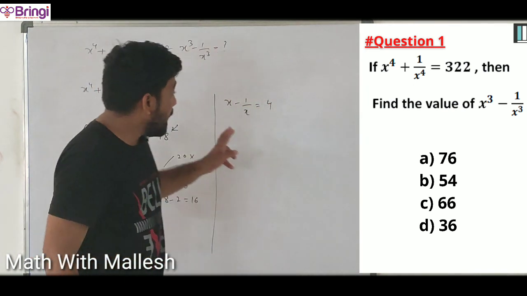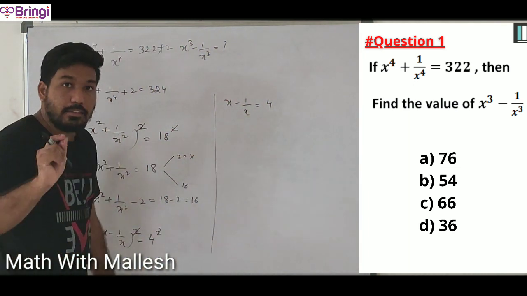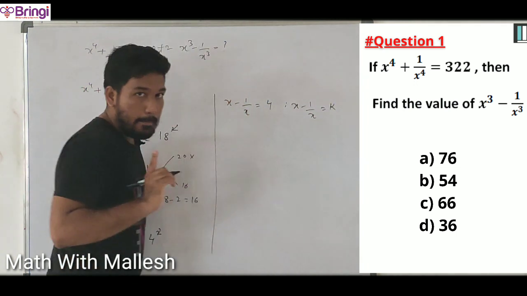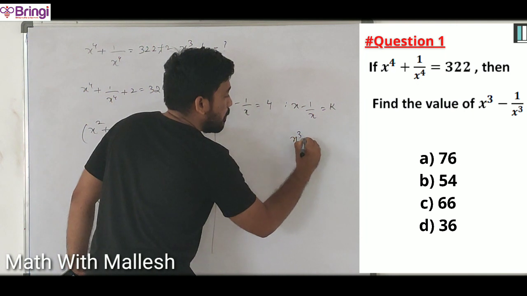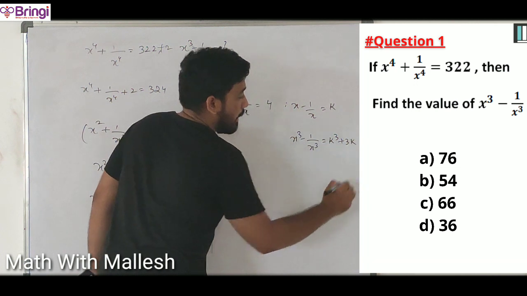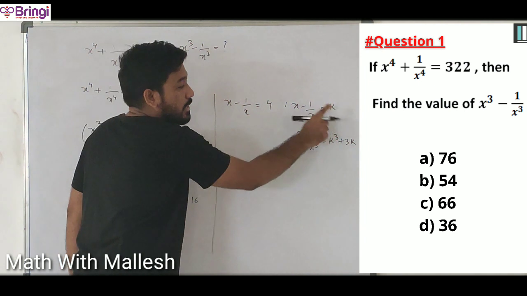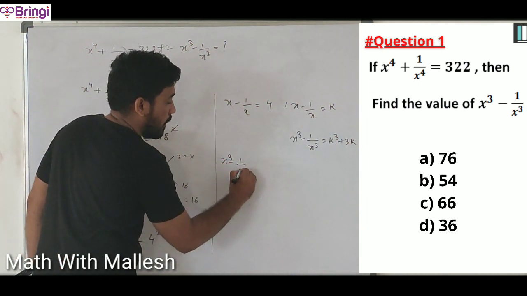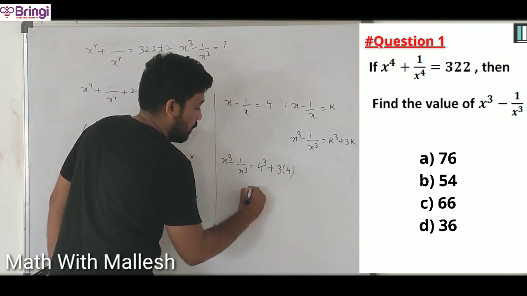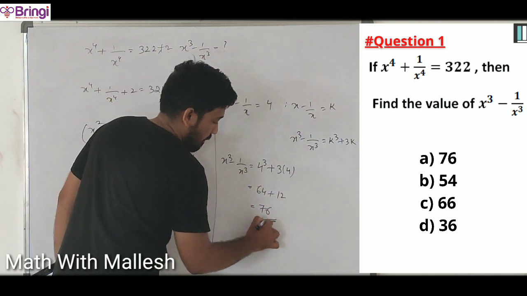So almost 80% of the work is completed, and here is one formula I am going to explain that is very important. If x minus 1 by x is equal to k, then x cube minus 1 by x cube is equal to k cube plus 3 times k. Okay? So here the x minus 1 by x value 4 is k. So x cube minus 1 by x cube is equal to 4 cube plus 3 times 4, which is 64, and 3 fours is 12, which is equal to 76.